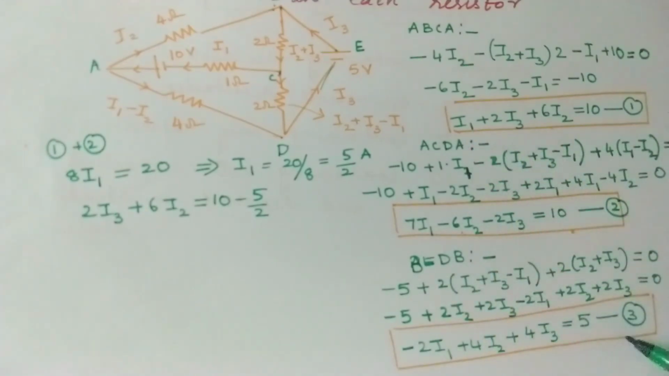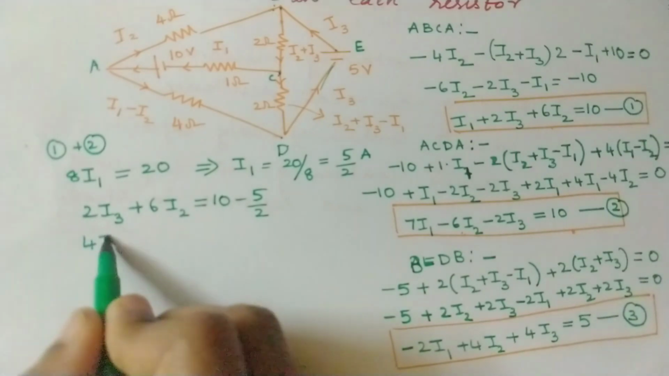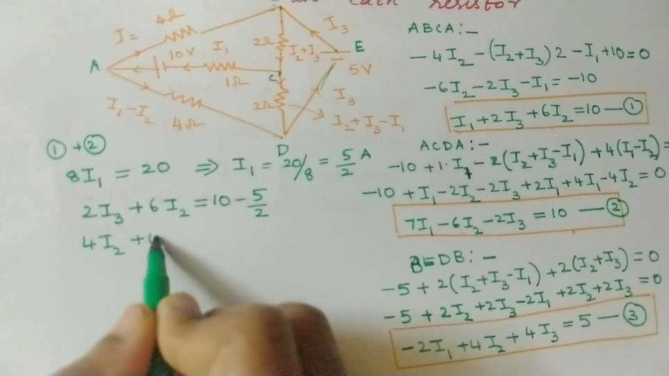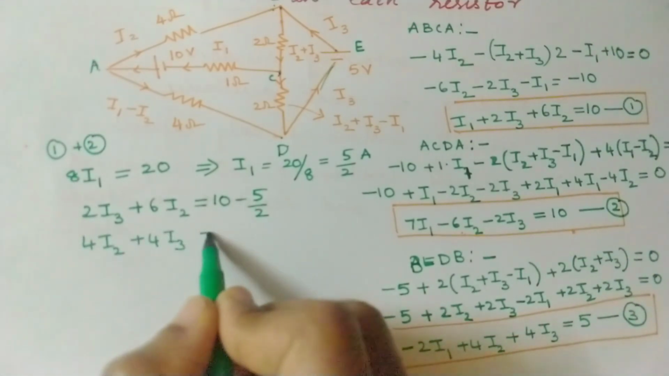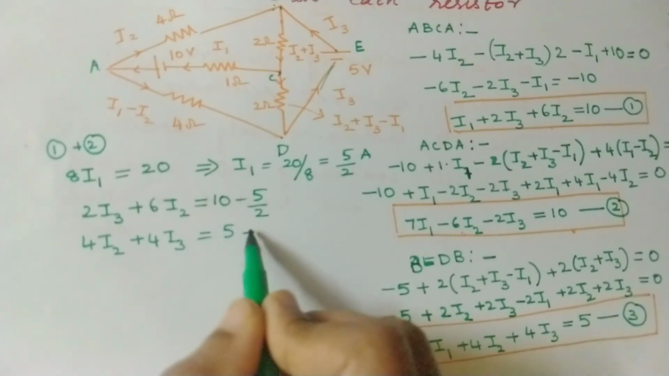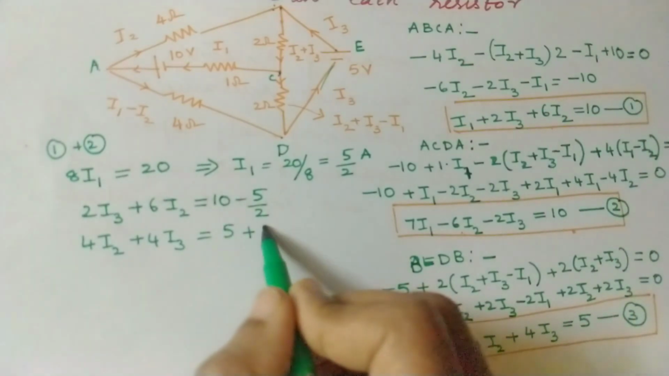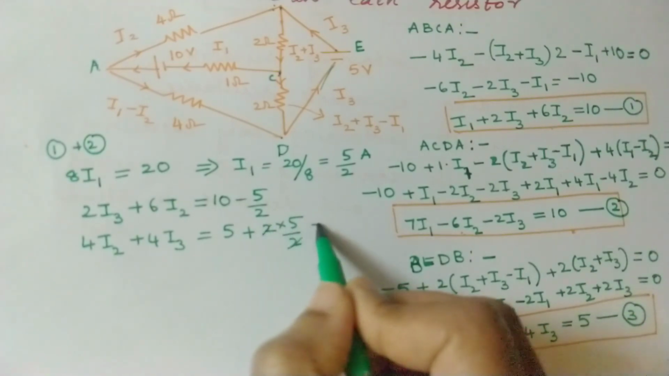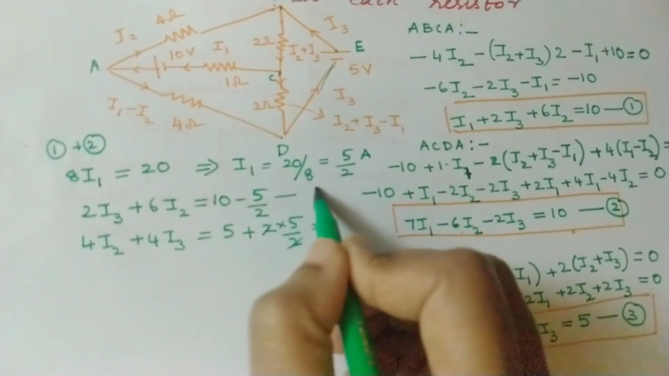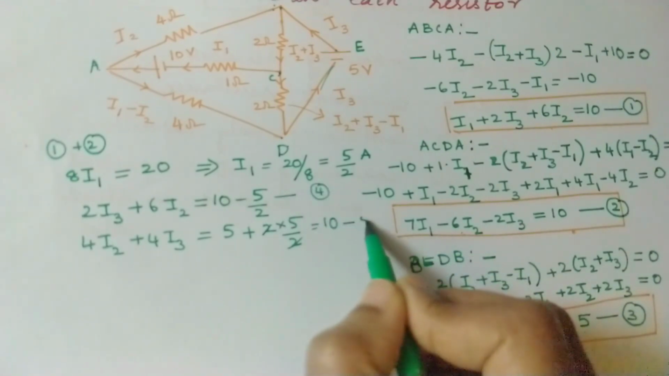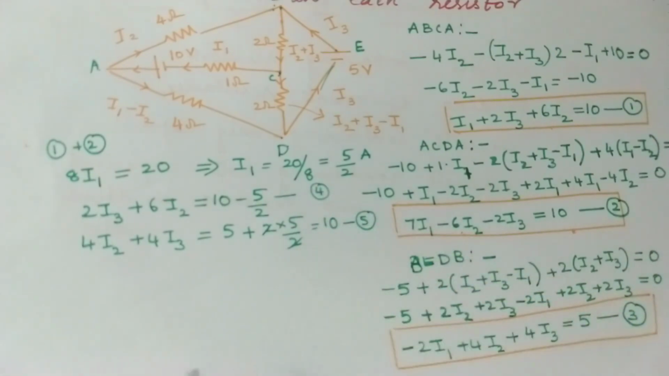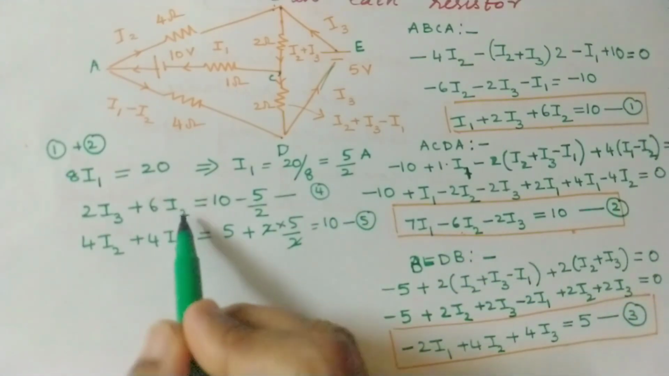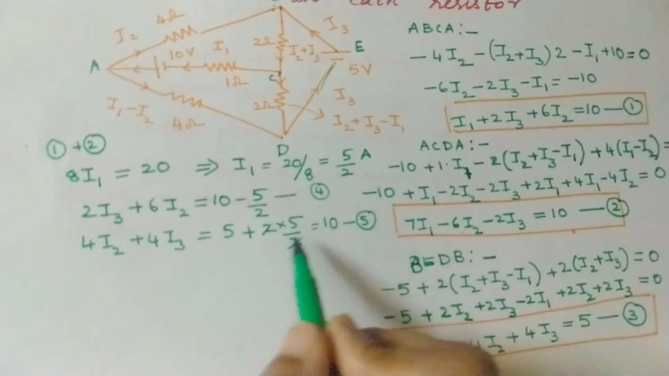Similarly, substitute the value of I1 in equation 3 also. We get 4I2 plus 4I3 as 5 plus 2 times I1. 2 into 5 by 2, this is nothing but 10. Call this as equation 4 and this as equation 5. Now we can solve these two relations. So how to solve them?